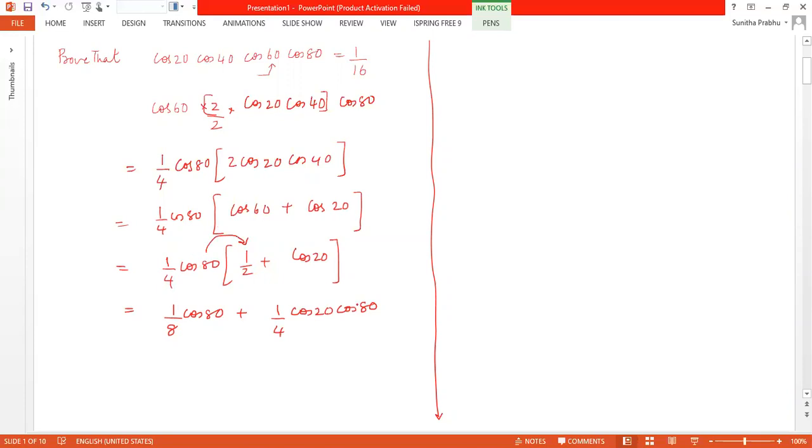Is it okay? All right. Can't do anything with this guy. Here, once again, supply the 2 and 2 cos 20 cos 80. Does it make sense? 2 divided by 2. Okay. So this becomes 1 by 8 cos 80 plus 1 by 8 cos 100 plus cos 60. So cos 60 is 1 by 2 again.